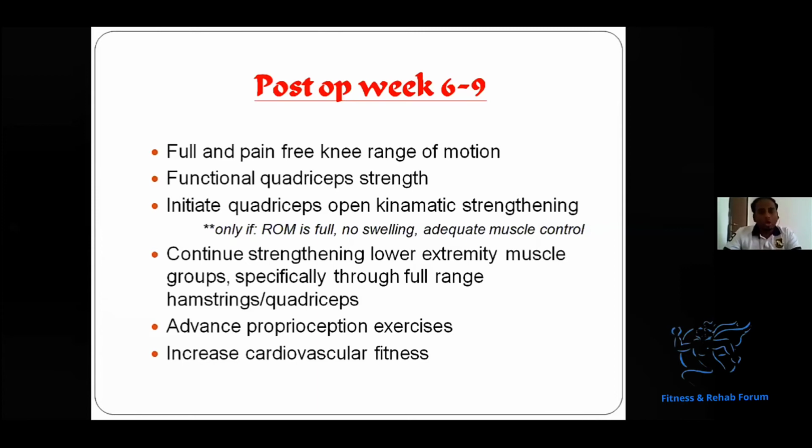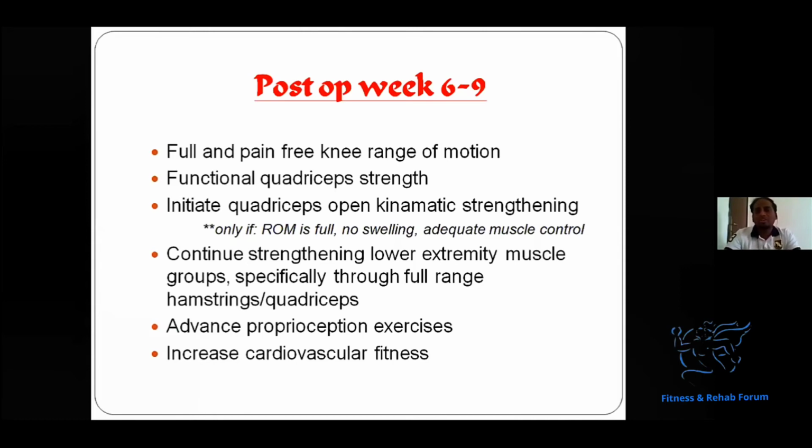So if all is well and the strength is fine, we can start the open kinematic chain, particularly the high sitting leg extension, and continue with strengthening the lower extremity. What we have already done, like hip muscles, adductors, abductors, and extensors, all those exercises with full range, including hamstrings. Gradually, we can start some ankle weights and exercise. The advanced proprioception exercise with eyes closed or the Dura disc or wobble board, we can start. And again, increase the cardiovascular fitness.